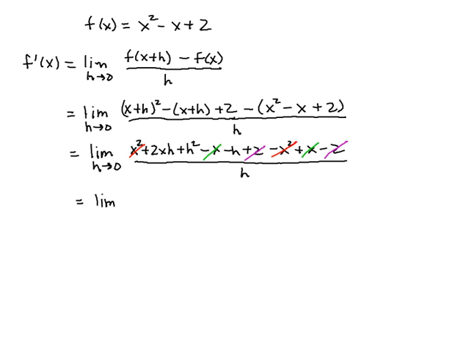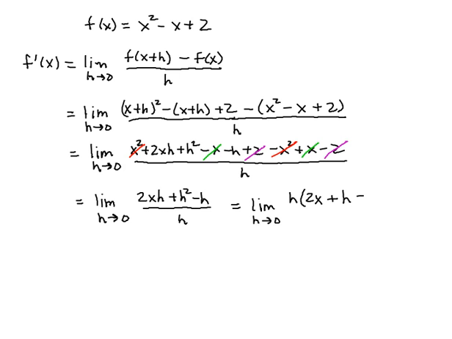So now I have the limit as h approaches 0 of what's left, 2xh plus h squared minus h all over h. And what you'd be looking for, every time you did this, is canceling the denominator. So part of this process will get you to the point where you can factor out an h from the numerator.